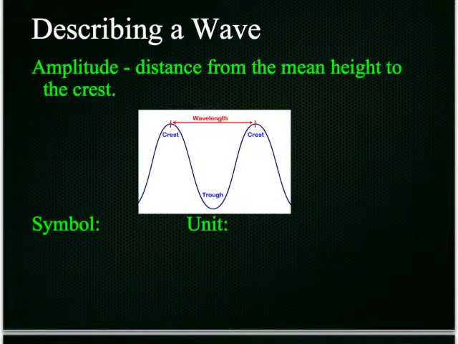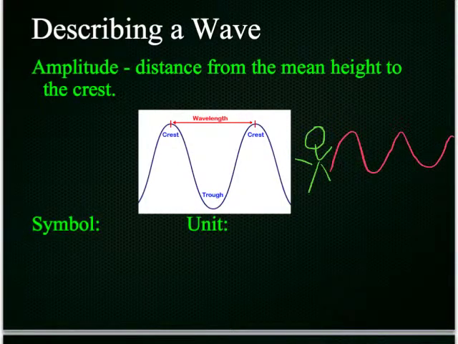So amplitude. Now, if you have a wave created by that person again with a slinky, there's a mean position for the slinky, which is where it would be if it was lying flat. The amplitude: mean position, height from the mean position to the crest, or it could be the height to the trough. Okay, so that is the amplitude.